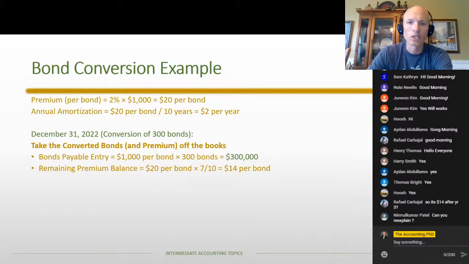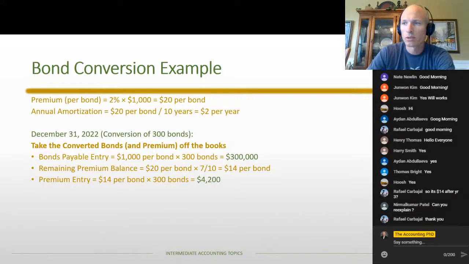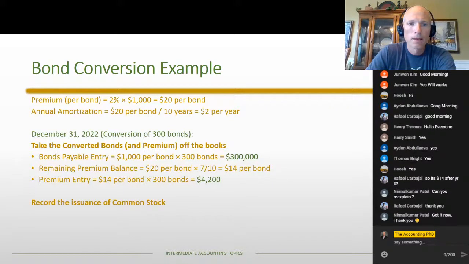And then we take that $14 per bond balance and we apply it to the 300 bonds that are being converted. And so the entry to the premium on bonds payable account is going to be $4,200. So again, we're taking the bonds and the associated premium off the books. So we need that premium balance off the books.